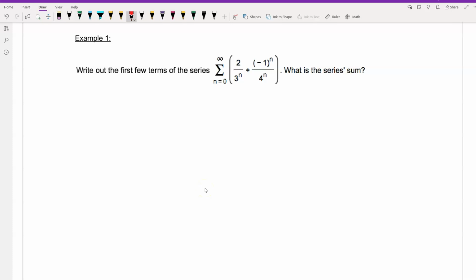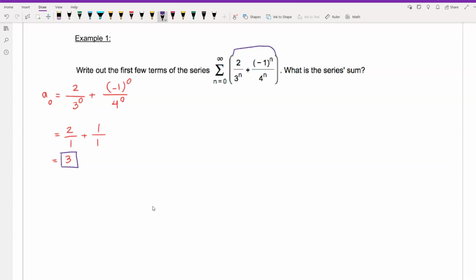Example: write up the first few terms of the series, the sum of 2 divided by 3 to the n power plus negative 1 to the n power divided by 4 to the n power, where n is from 0 to infinity. What is the series sum? Evaluate the first term, a sub 0, using what we have here: 2 divided by 3 to the 0, plus negative 1 to the 0, divided by 4 to the 0.